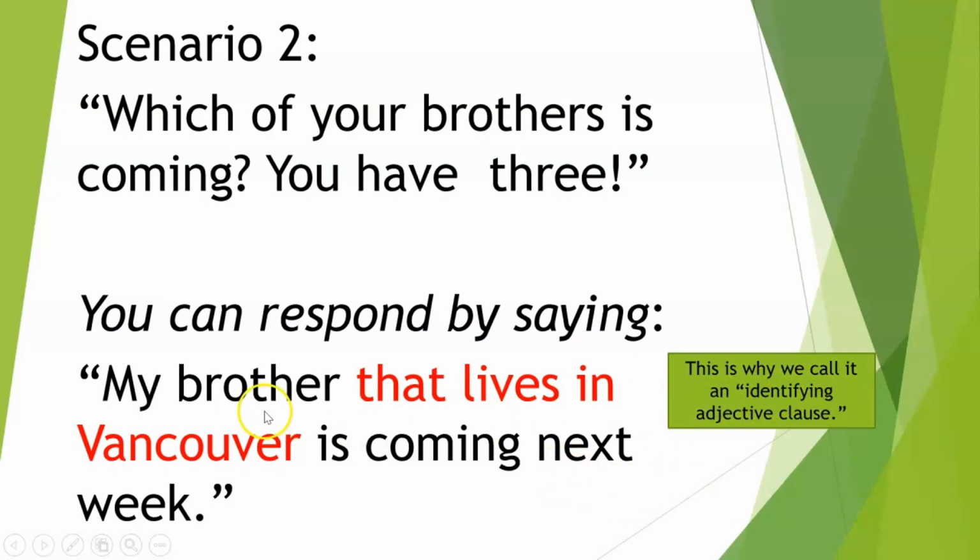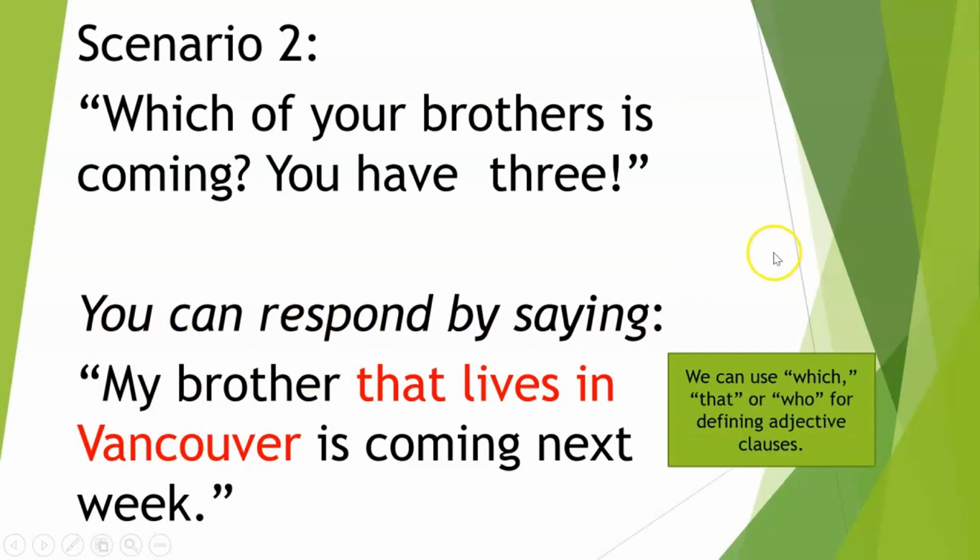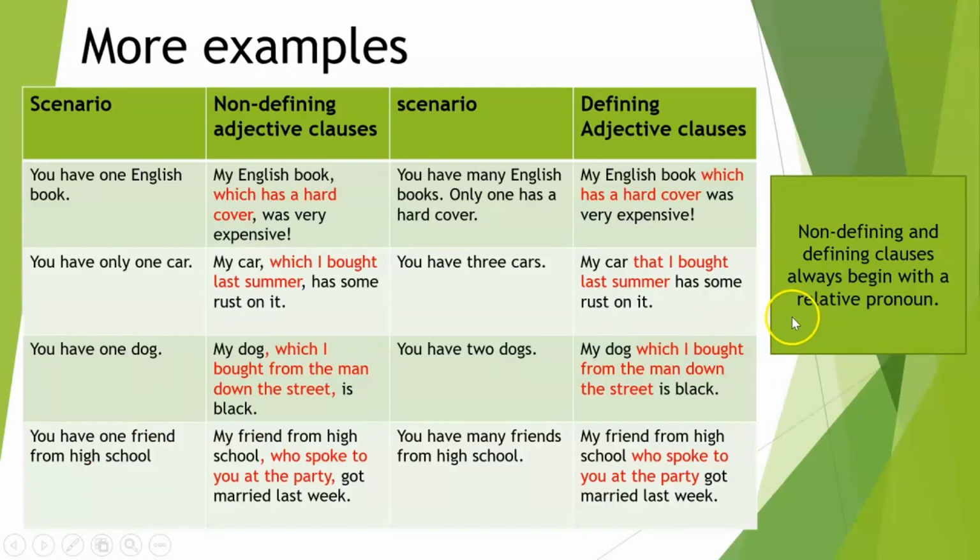Because it's identifying your brother, it's telling which brother is coming. So we can also call it an identifying adjective clause, because this clause tells which brother you are talking about. For these types of adjective clauses, we can use which, that, or who. And again, these are for defining adjective clauses. So let's take a look at some examples.